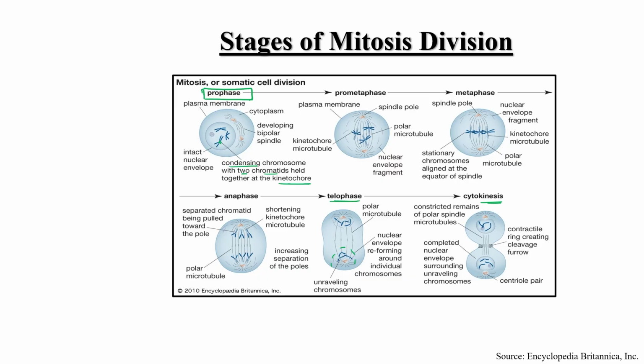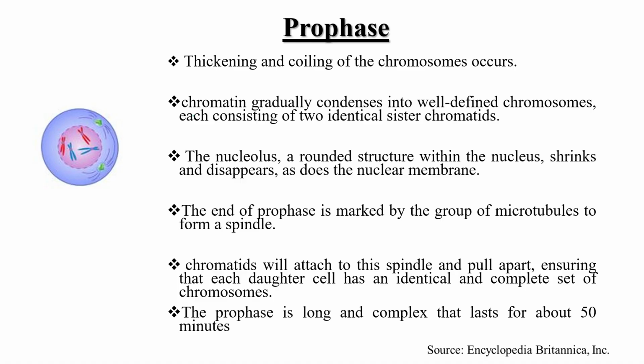Now we will discuss each phase one by one. This is the stage of prophase. In prophase, thickening and coiling of chromosomes occur. Otherwise, in a normal cell, chromosomes are present in a fiber-like structure, in chromatin form, just like a thread. From that chromatin phase to the chromosome phase, they start thickening and coiling. It starts in prophase, so chromatin gradually condenses into well-defined chromosomes.